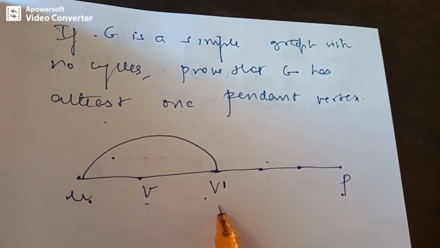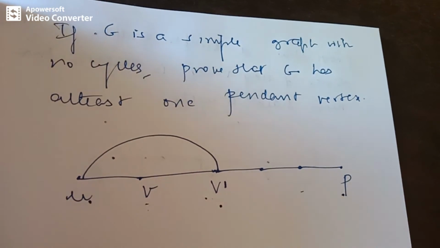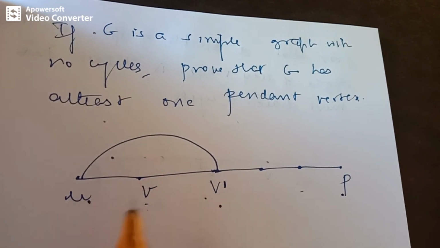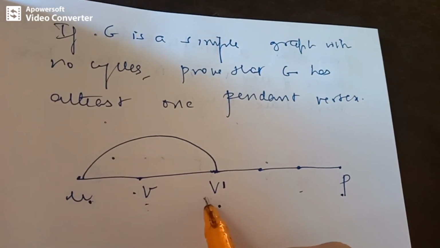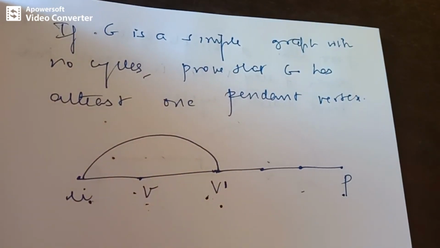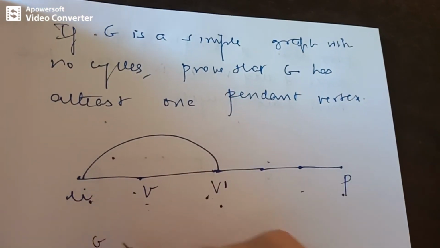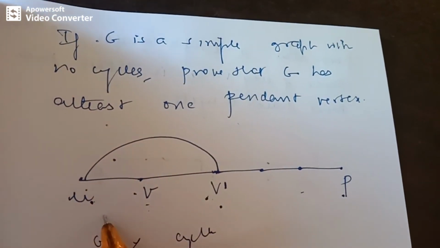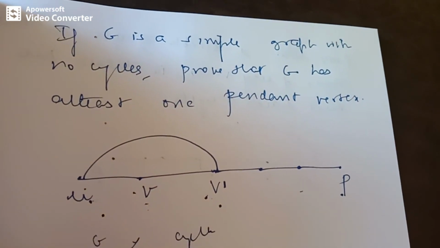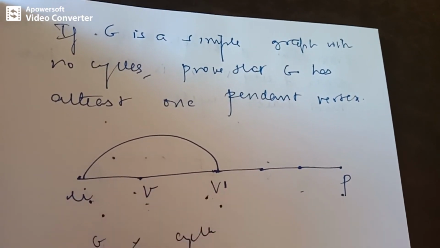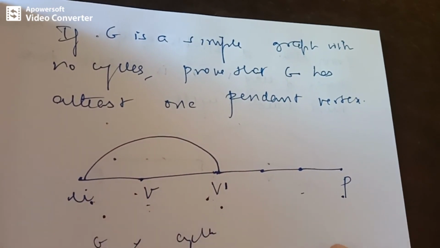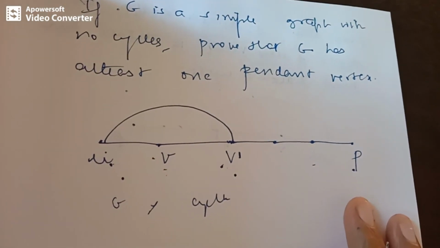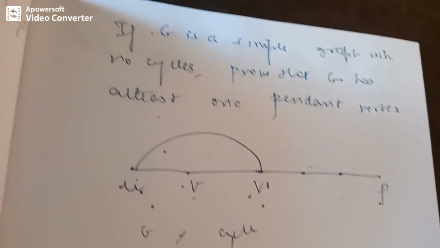So obviously V and V dash, they are neighbors, they belong to the path, correct? And you know the definition of a path, it is an open walk, right? And the edges UV, V dash and V dash U, they form a cycle. This is not possible. Why? Because the graph G does not contain a cycle. Hence, you must have only one neighbor, exactly one neighbor, and that is nothing but a pendant vertex. So U has to be a pendant vertex. Therefore, the graph G has at least one pendant vertex.